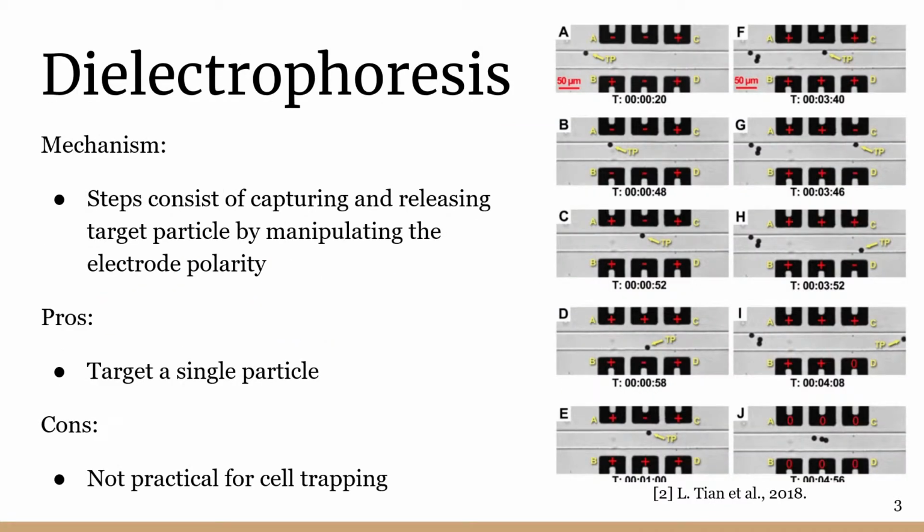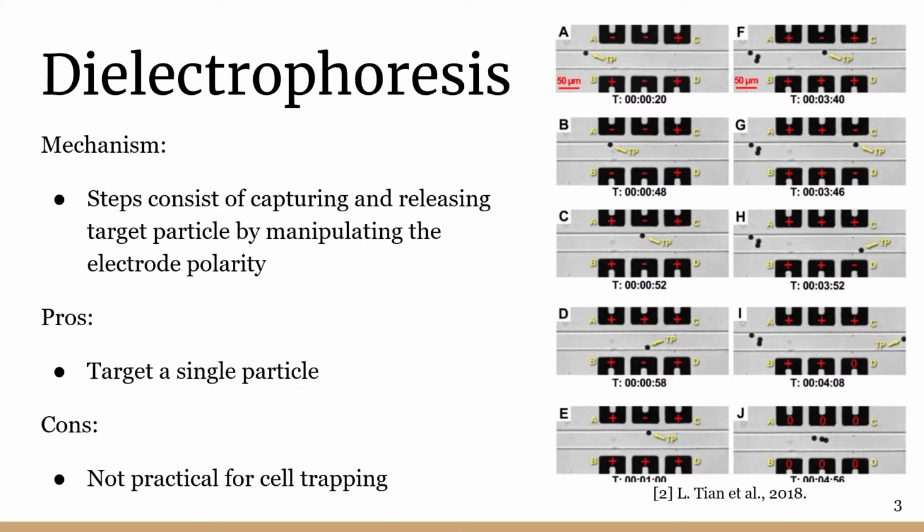One of the methods for particle trapping is electrophoresis. It consists of capturing and releasing the target particle by manipulating the electropolarity. As you can see in the figure, the process of the particle manipulation includes the capture of the target particle in figure A to C. The controls of the target particle in the trap is shown in figure D to E. The release of the target particle in figure F to I, and the release of the rest of the particles in figure J. The advantage of this method is that it can target a single particle.